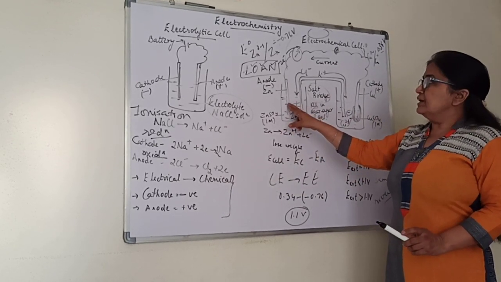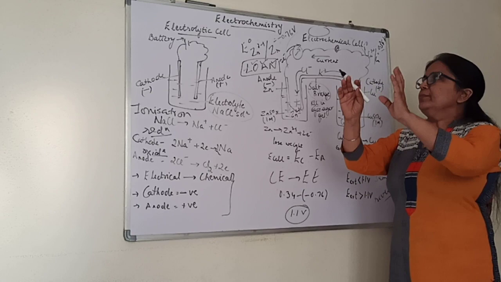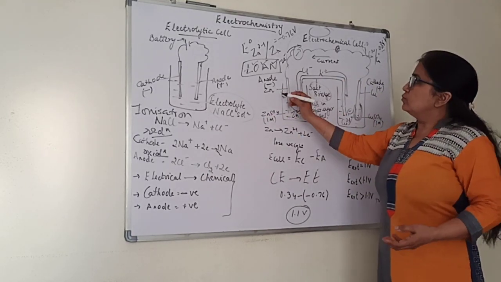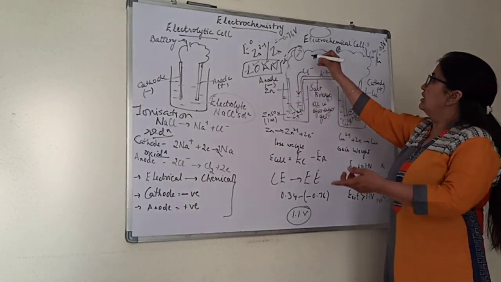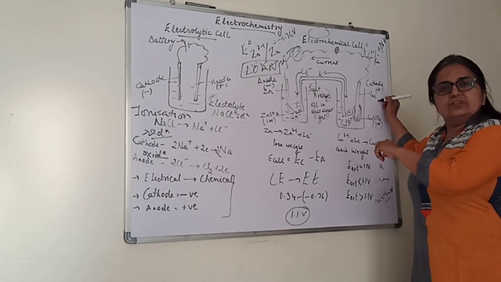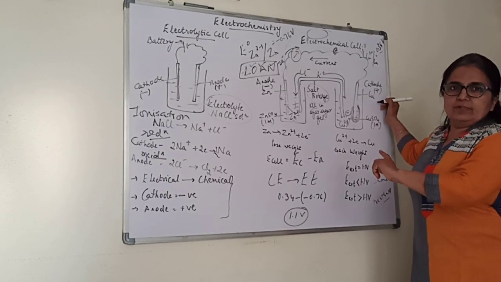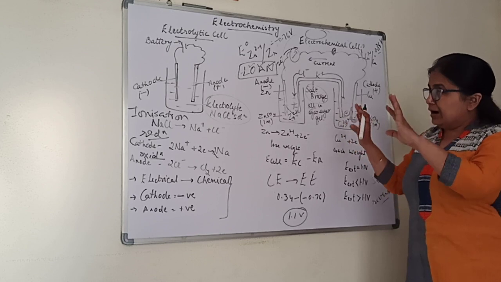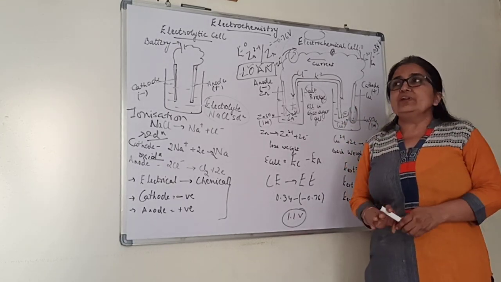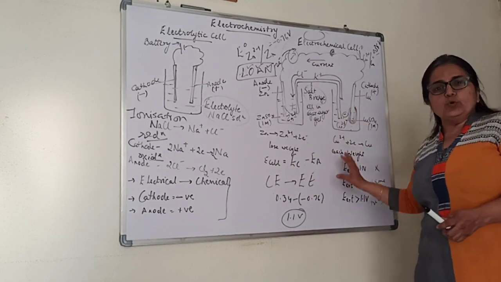Now why anode was negative here? Because electrons are generated from here, they are going away from it. So electrons are going here, this is negative, they are getting attracted towards copper, so that is positive. Right? Now first understand what is the main difference between electrolytic and electrochemical. Please go through it once again.